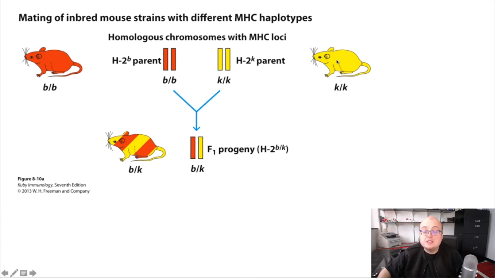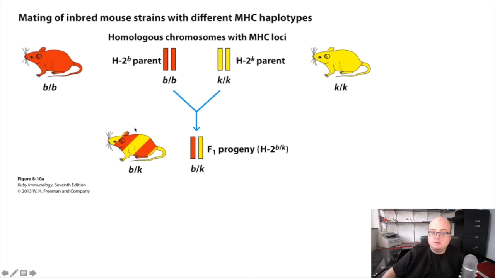The second mouse that we're going to use in this mating is homozygous for a haplotype that we'll call K. So if we mate these two animals together, we're going to get one chromosome from this mouse and one chromosome from this mouse, and so the resulting progeny, the F1 cross in this case, is going to be heterozygous. It's going to have one chromosome that has the B haplotype and one chromosome that has the K haplotype.